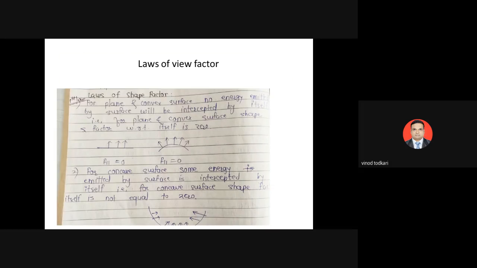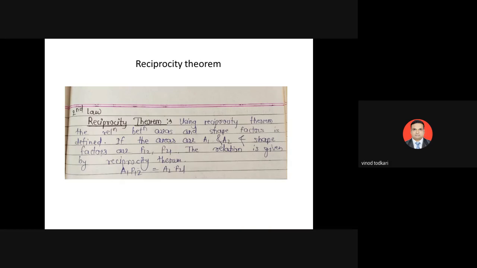And then we have started with simple laws of shape factor. The first law is for plane and convex surfaces, shape factor with respect to itself, which is also called self view factor, is 0. For concave surface, shape factor with respect to itself is not equal to 0. Is it clear to all of you? Any difficulty with this? Okay, so I assume that it is clear to all of you, and let us proceed towards the second law.